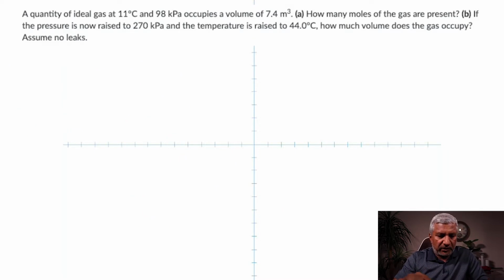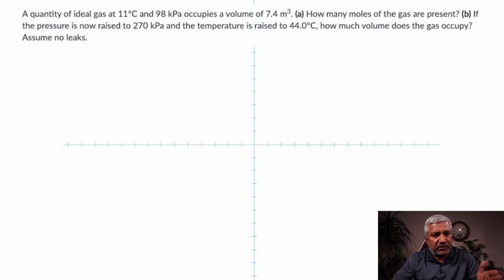Here is number 3. A quantity of ideal gas at 11 degrees Celsius and 98 kilopascals. So the temperature is given, but remember, it's in the wrong units. Temperature's always got to be in Kelvin. Pressure is again in the wrong units, kilopascal. We don't use that, we only use pascals.